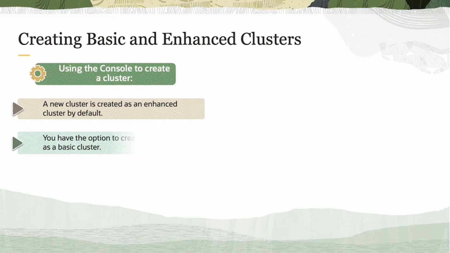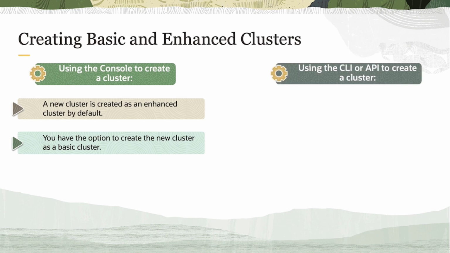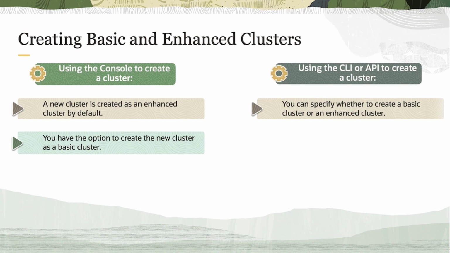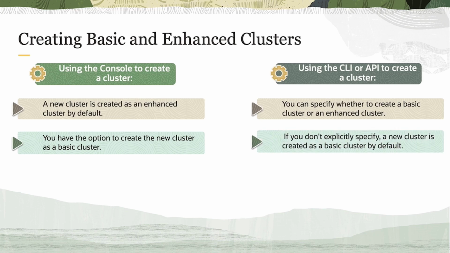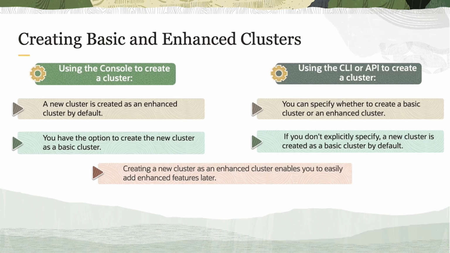If you don't select any enhanced features during cluster creation, you have the option to create the new cluster as a basic cluster. When using CLI or API to create a cluster, you can specify whether to create a basic cluster or an enhanced cluster. If you don't explicitly specify the type of cluster to create, a new cluster is created as a basic cluster by default. Creating a new cluster as an enhanced cluster enables you to easily add enhanced features later, even if you didn't select any enhanced features initially.